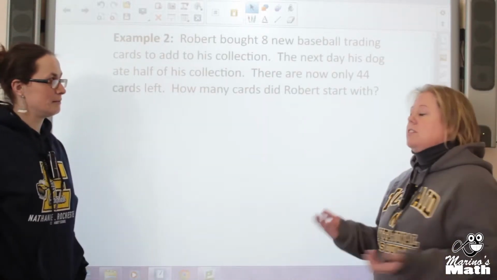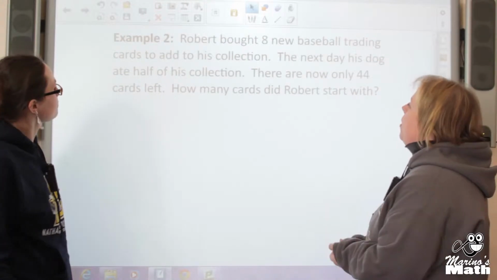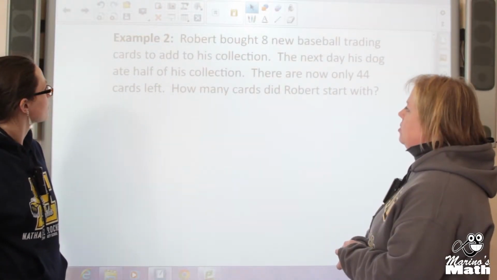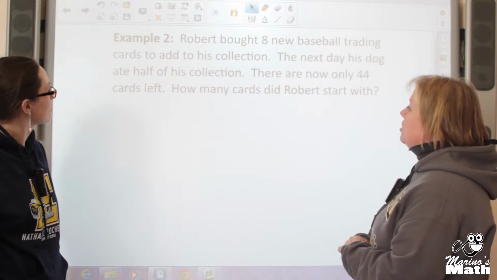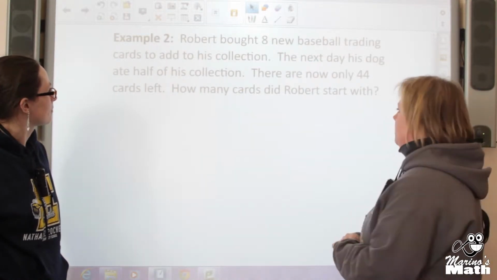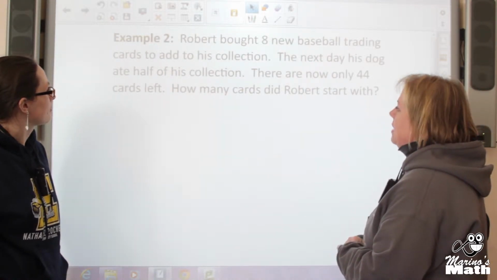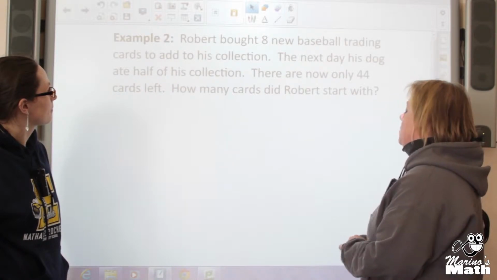Okay, so now that brings us to example number 2. Robert bought 8 new baseball trading cards to add to his collection. The next day, his dog ate half his collection. There are now only 44 cards left. How many cards did Robert start with?